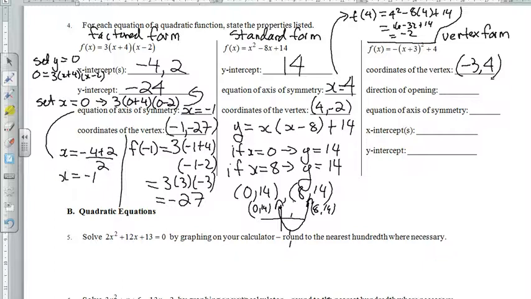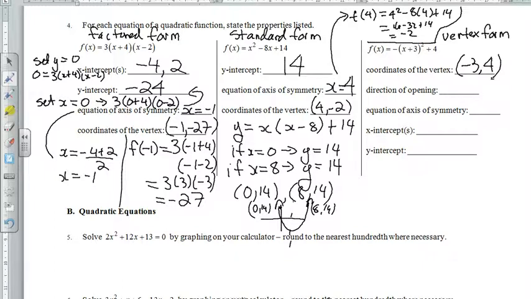I know it opens up, and I know that a is 1. So it's just y equals x minus 4 squared minus 2. So we can get vertex form if we need it. There's many ways to do that, right? And having said that, if you know how to complete the square and you got to get into vertex form, by all means go ahead, do that.